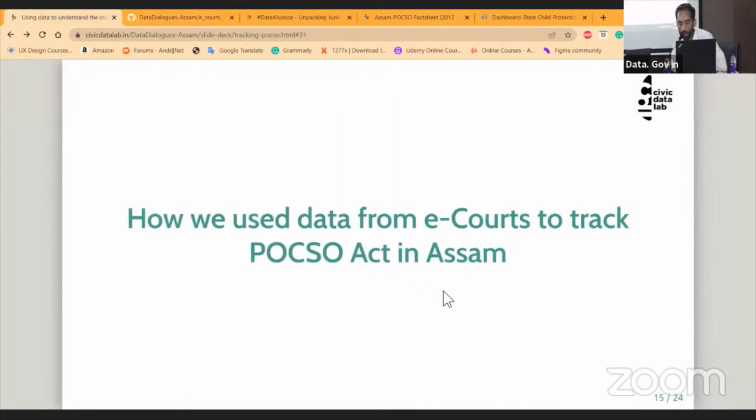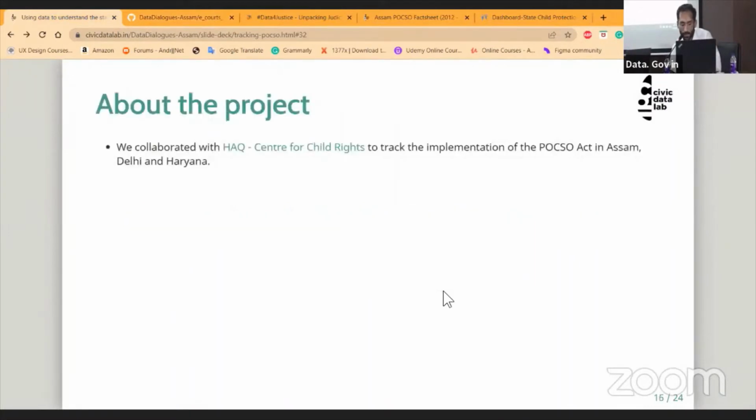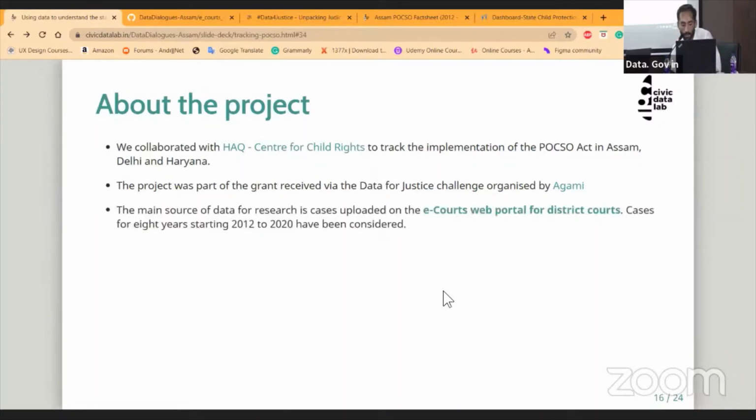So, how we use data from ePost to track the POCSO Act in Assam. We collaborate with the HAQ Centre for Child Rights to track POCSO in Assam, Delhi, and Haryana. This project was part of a grant that we received. We participated in the Data for Justice Challenge, which was organized by partners at Assam. The main source of data for this research is cases coming from ePost from 2012 to, I think, March or April of 2020.